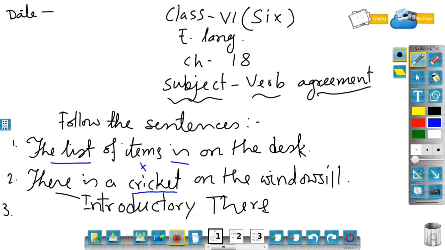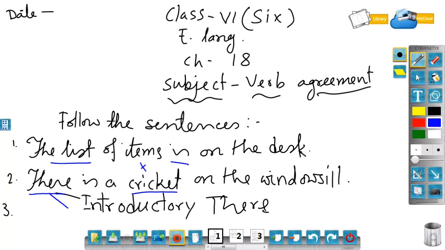Here, cricket means not the game. One type of insect. Here you look, that is the there. There is followed by is and are both. This there is called the introductory there. It has no meaning. Only it is used to form the sentences. There will be followed by is or are. It depends on the subject. That is the real subject.